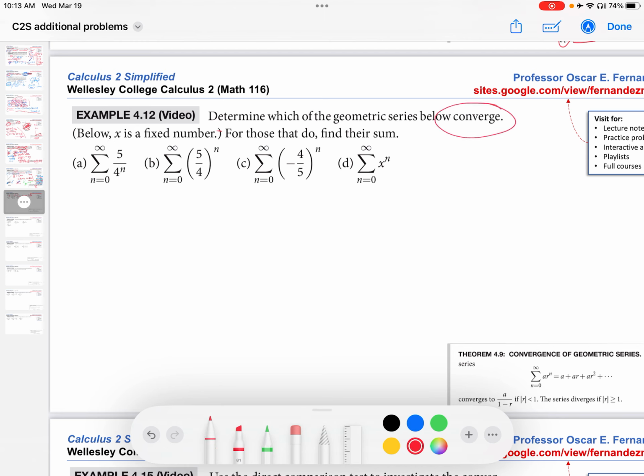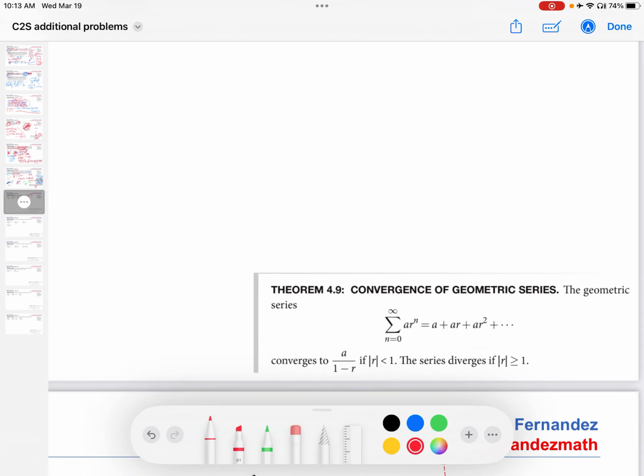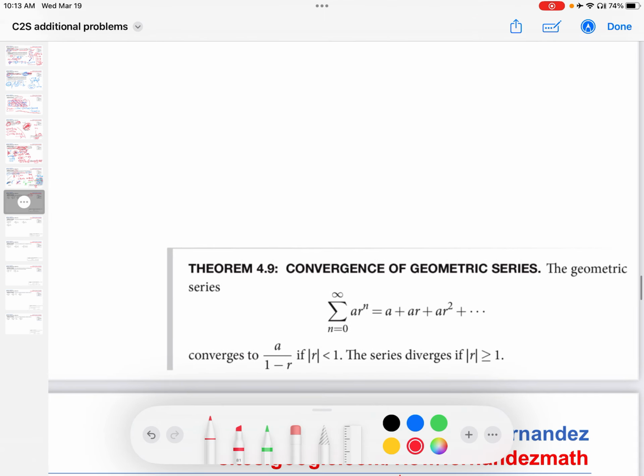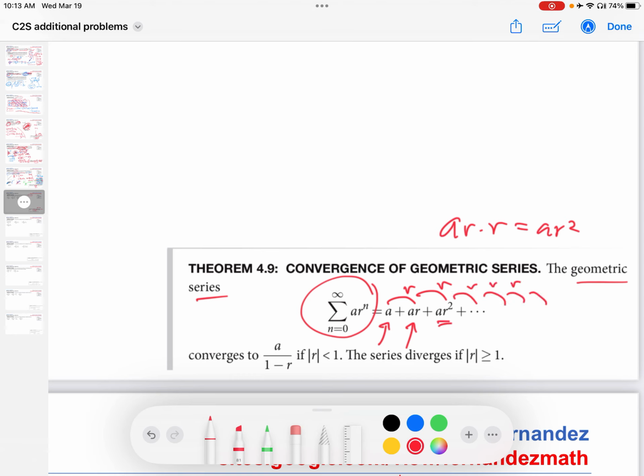So first, convergence. Remember that a geometric series converges if certain properties hold, specifically about the r value. So let's first review geometric series. A geometric series looks like this. It's a series where there's a starting term, and then every other term in the series is that starting term multiplied by some number r. So a times r gives us ar, and then multiply times r again. So ar times r is ar squared, gives us that second term. And then we keep going like that. So every term is just multiplied by r. That makes it a geometric series.